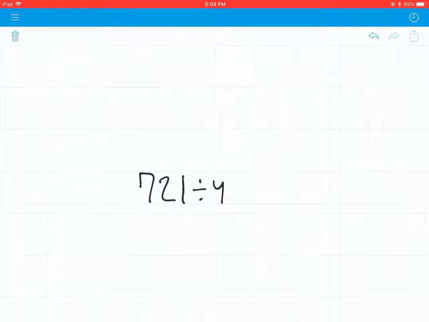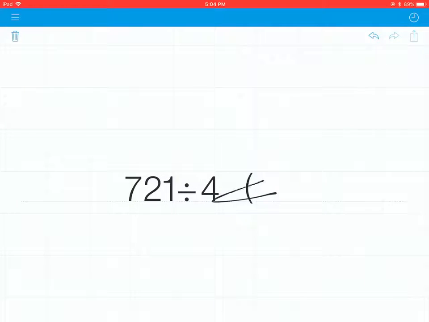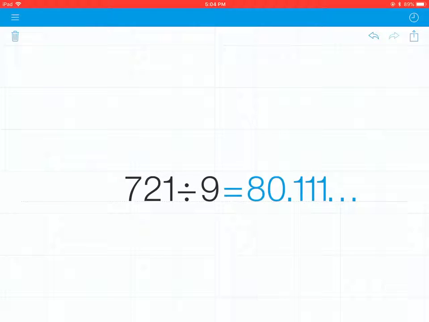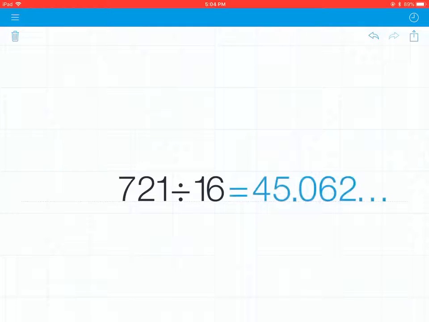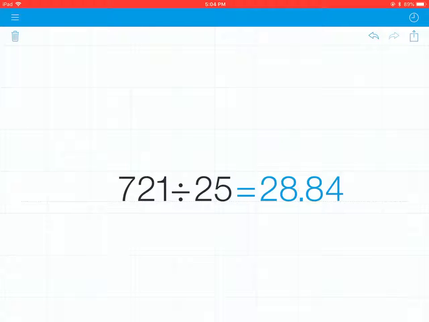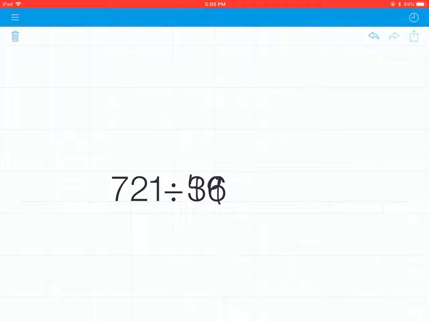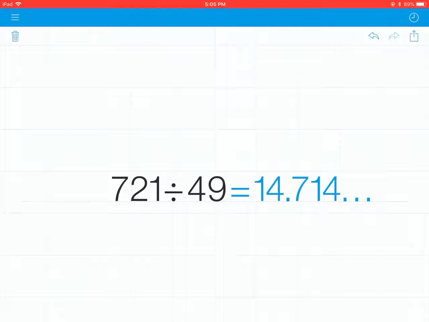721 divided by 4 produces a decimal number. 721 divided by 9 produces a decimal number. Divided by 16, decimal number. Divided by 25, decimal number. Divided by 36, decimal number. Divided by 49, decimal number.